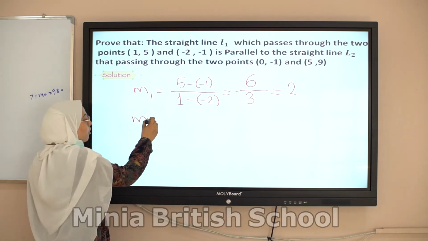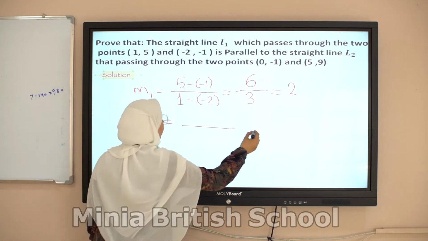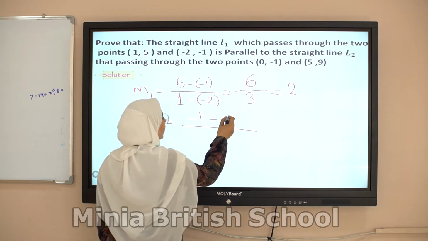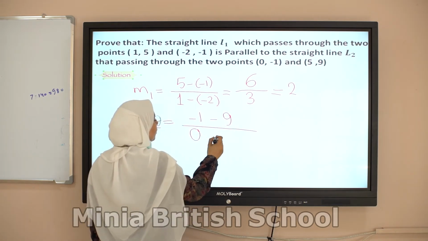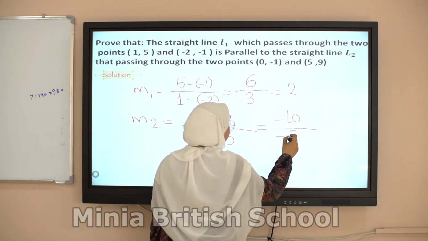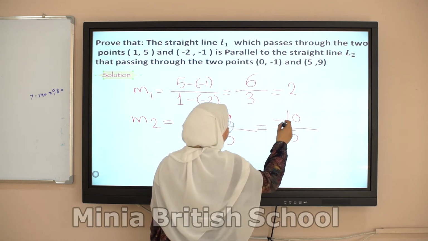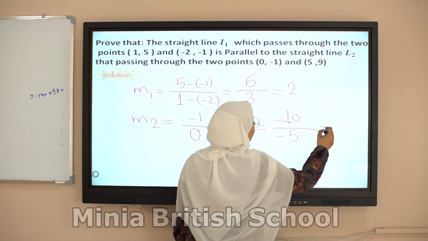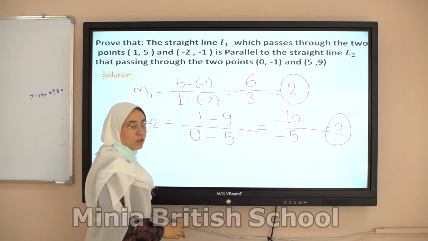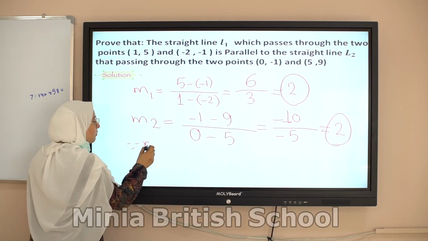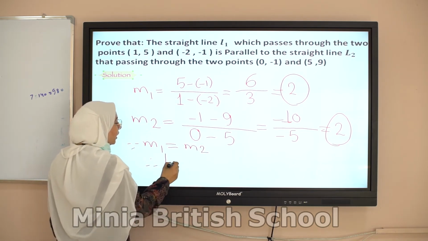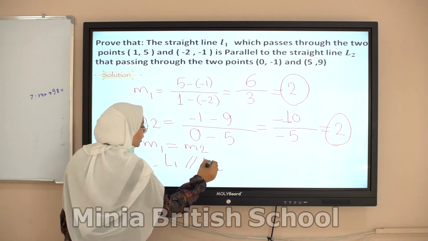Then you can find the slope of the second straight line: 9 minus (-1) over 5 minus 0, which equals 10 over 5. You can simplify it, equals 2. So we get M1 equals M2. Since M1 equals M2, therefore L1 is parallel to L2.